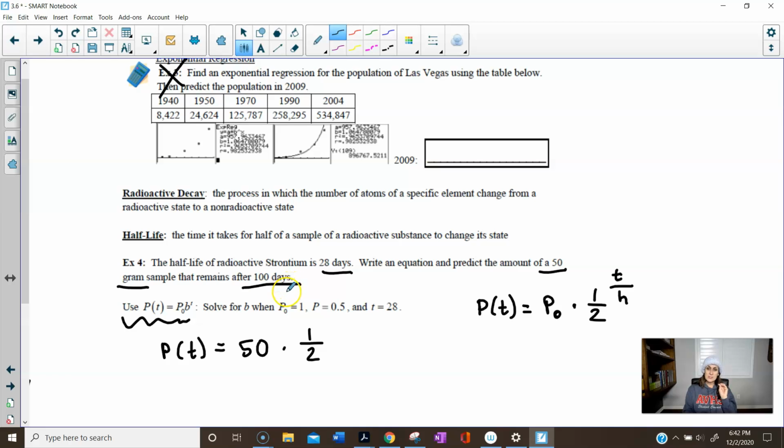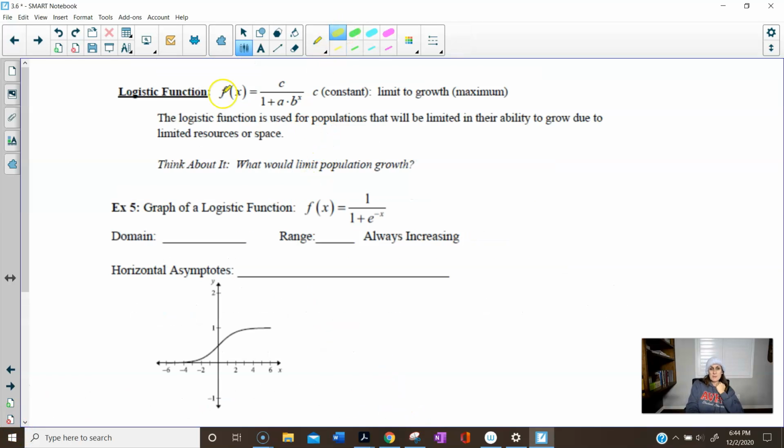So the larger number is going to go on top. We have 100 days as your time, and the half-life is 28. You're just going to throw that all into your calculator, and you are going to get 4.206 grams left after 100 days.